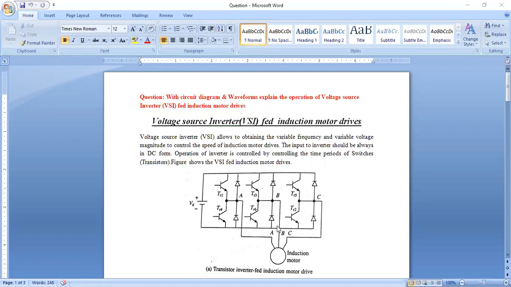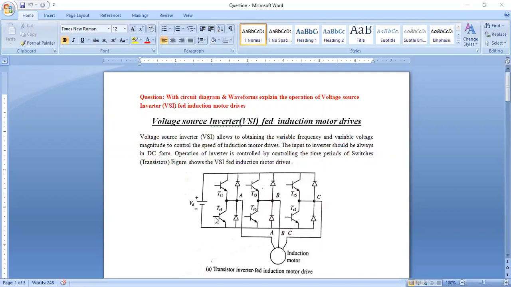So why we need variable voltage and variable frequency is to control the speed of the induction motor. It is one of the speed control methods. By controlling the frequency and the voltage, we can control the speed of the induction motor drive, and we are keeping the V by F ratio constant here.